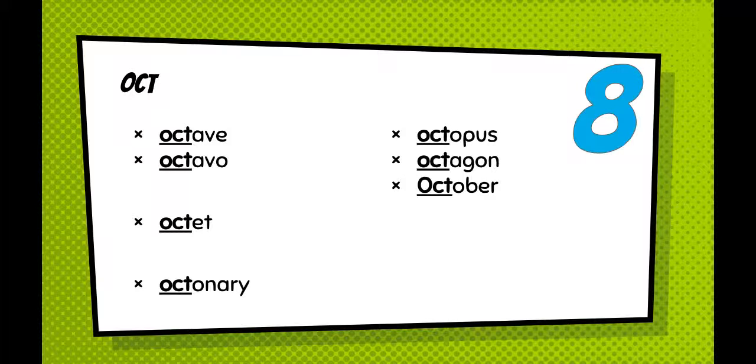Octet, shouldn't be too bad. Octenary, kind of the same thing. Octenary, if you break it apart, it's probably going to be easier. And then octopus, octagon, and October are all words that you've probably seen and heard before.